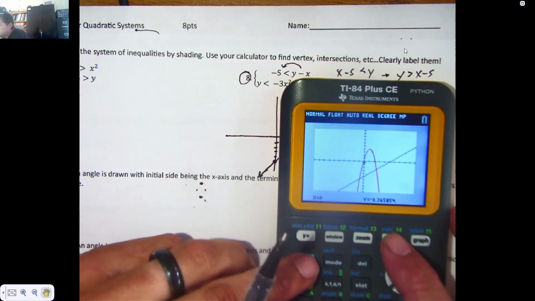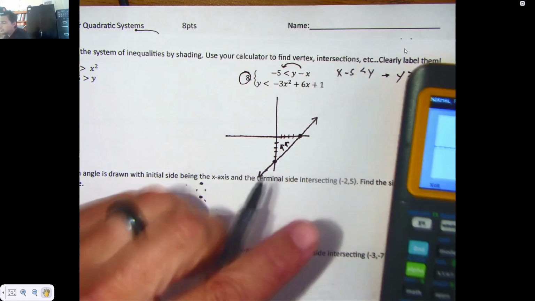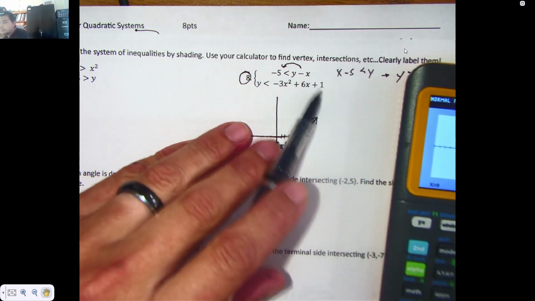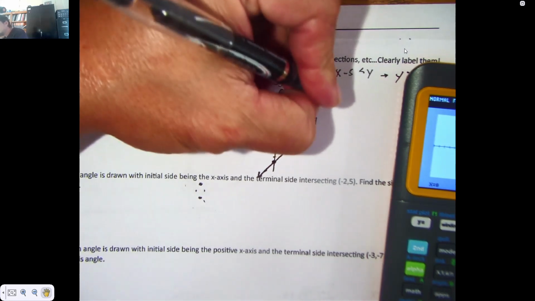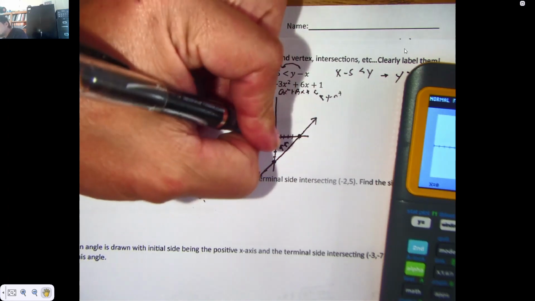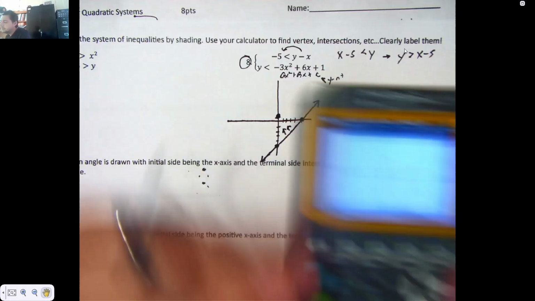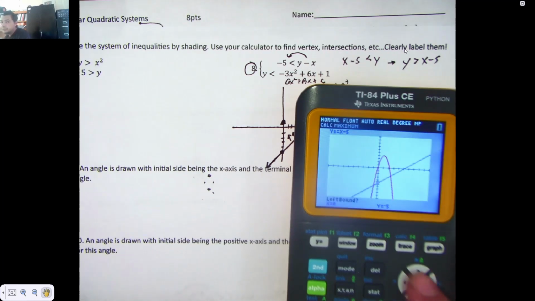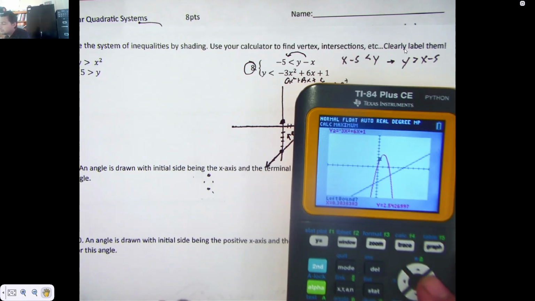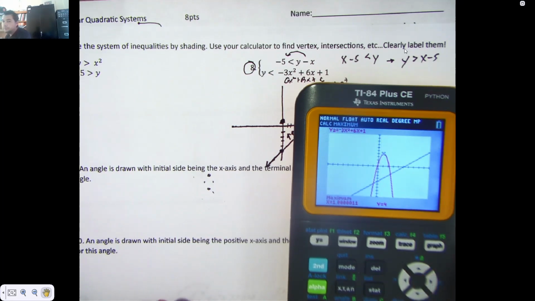Your parabola has a y-intercept at 1. I don't know if you remember that. ax squared plus bx plus c. This is your y-intercept. She has a y-intercept at 1. She has a vertex using that maximum function. Left, right, guess at 1, 4.